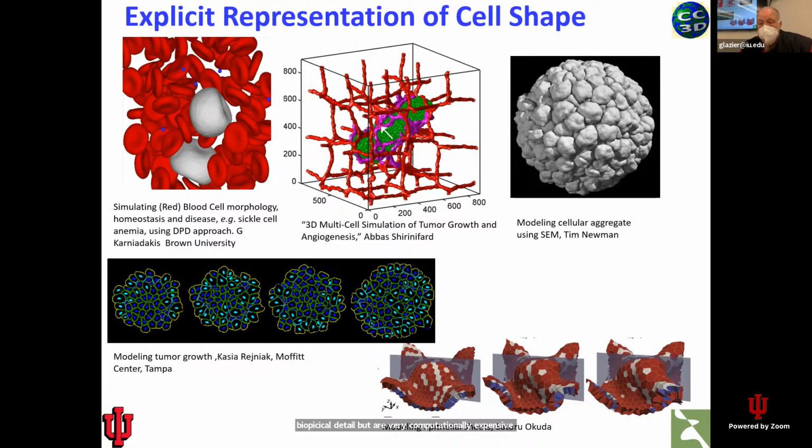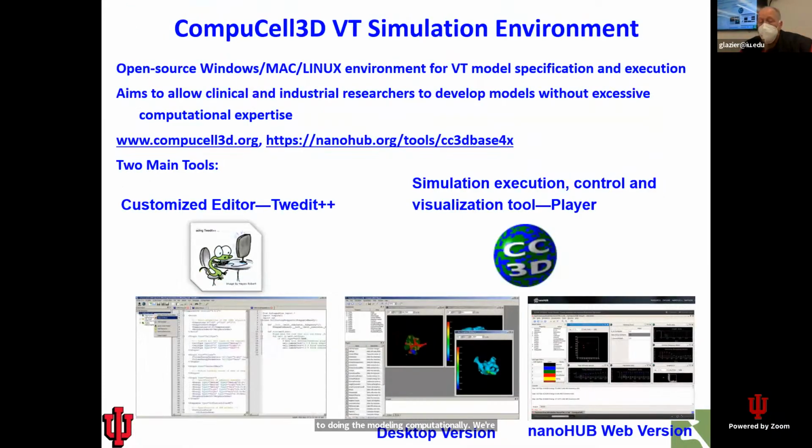There are what are called vertex models, which are used particularly in certain kinds of developmental processes. And so there are a whole variety of different approaches to doing the modeling computationally. We're not going to focus here on what's happening under the hood, but sometimes we'll have to be aware of that because it'll influence what we do.